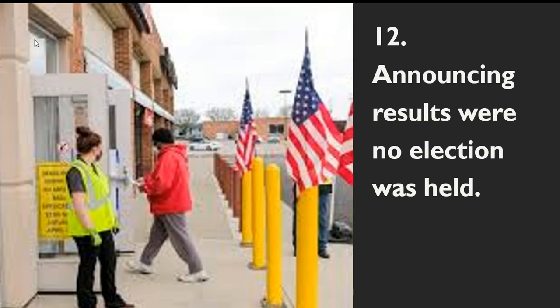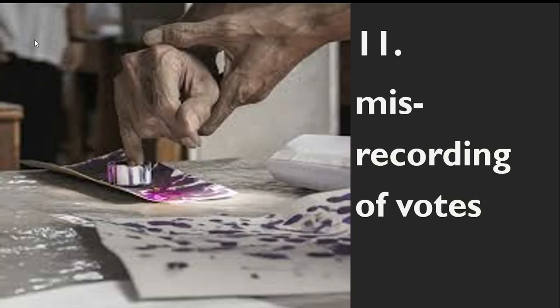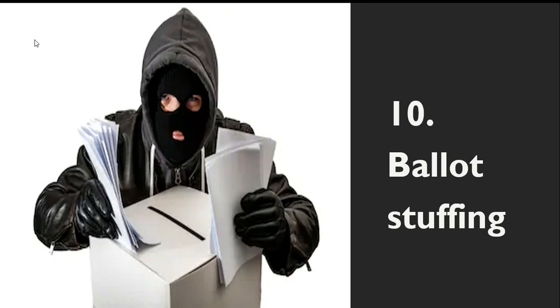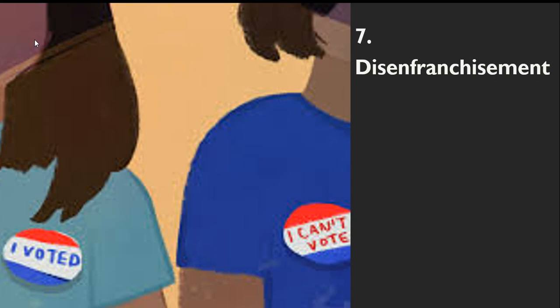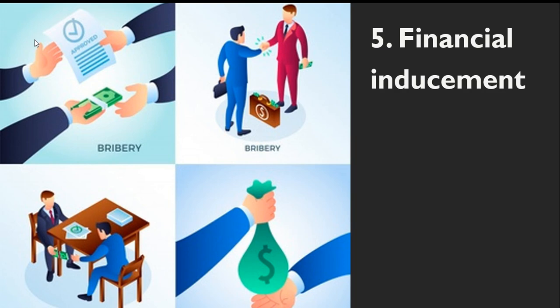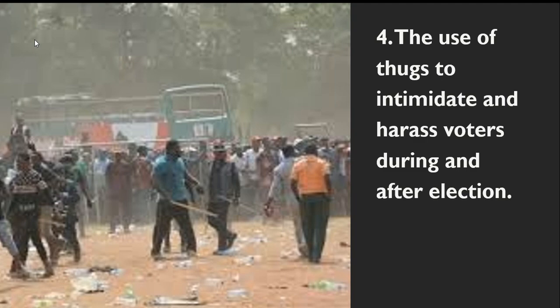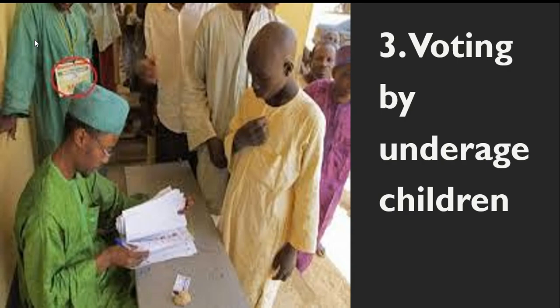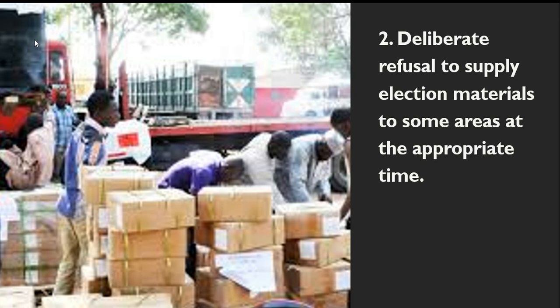Remember, we also look at the forms, and we say one of the forms is announcing results where no election was held. We also looked at misrecording of votes in case of when you are directing a blind person or illiterate person. We also look at ballot stuffing. We also explain misinformation, intimidation, disenfranchisement, fake manifestos, financial inducement, the use of thugs to intimidate and harass voters during and after election, voting by underage children, deliberate refusal to supply election materials to some areas at the appropriate time, and use of fake ballot papers.